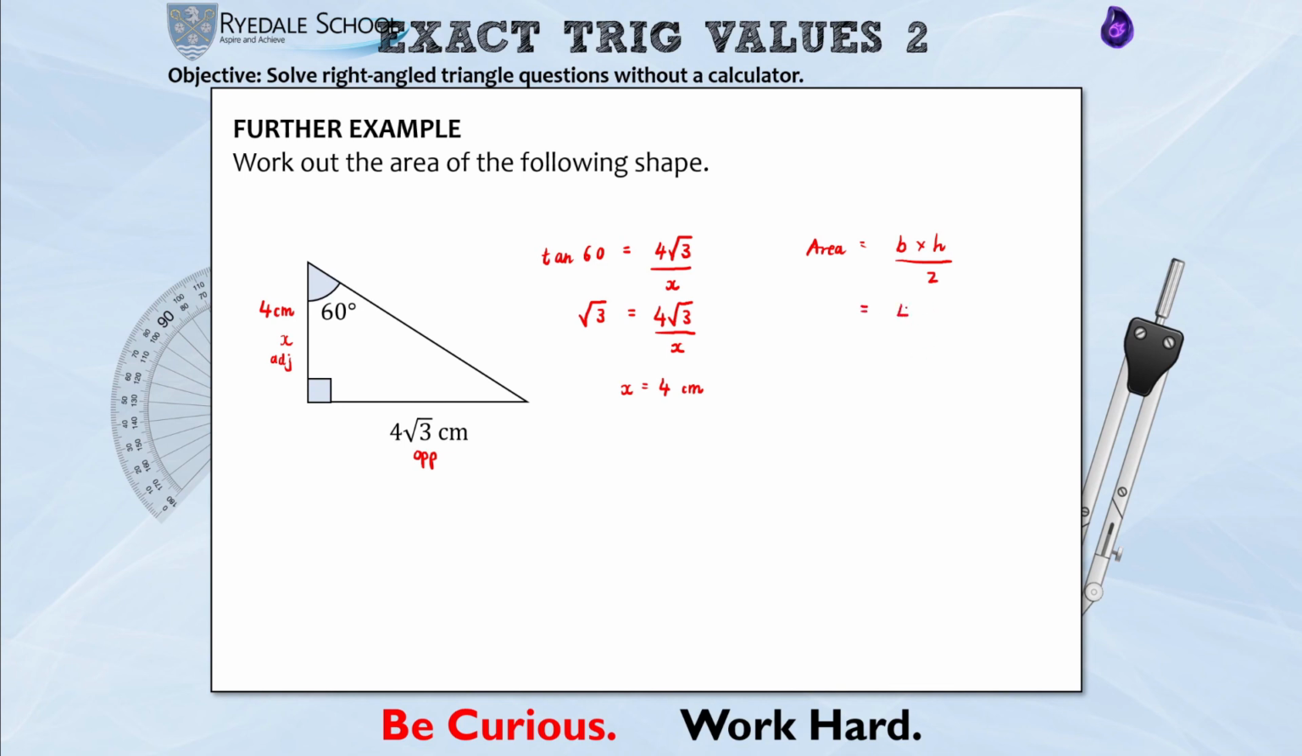So it is 4 lots of root 3 times 4 divided by 2. Well, 4 root 3 times 4 is 16 root 3. But I still need to divide it by 2. And 16 lots of root 3 divided by 2 is 8 root 3. And it wouldn't be units squared, it would be centimetres squared.